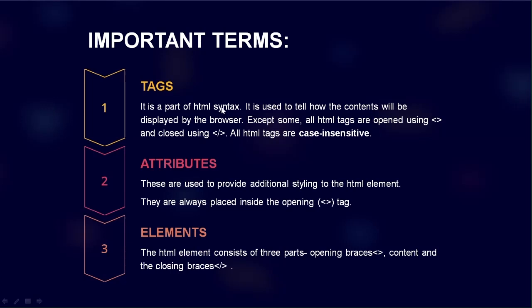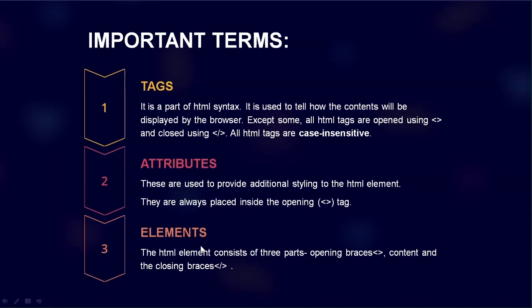So the next term that comes is attribute. Attributes are the special extra information that is given about the tags. They are written within the opening brackets of the tags itself, and they give some new information about the tags. Next comes the element. An HTML element comprises all three parts, that is the opening bracket, the content, and the closing bracket. Combined together, it is known as the HTML element.